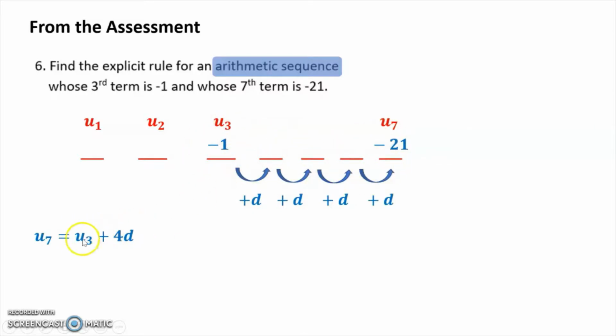And so u3 plus 4 jumps of d will get us to u7. That's what that equation is saying. This is really important to understand why this works, because this will help you solve this kind of problem every time. So now let's put in what we know.